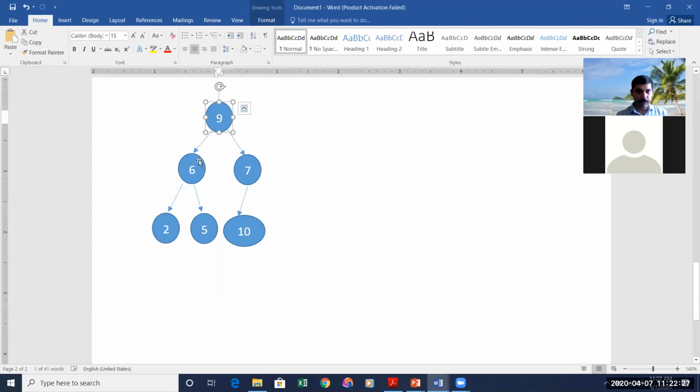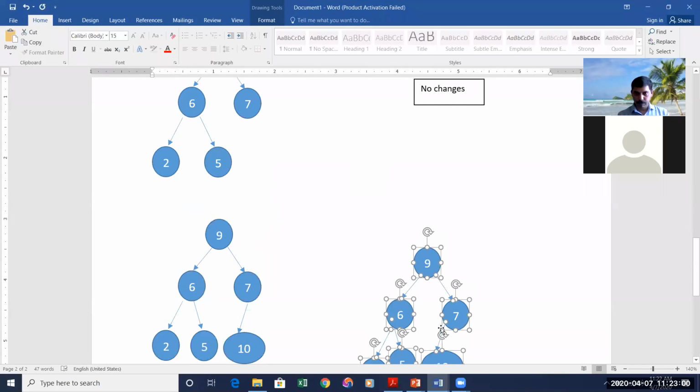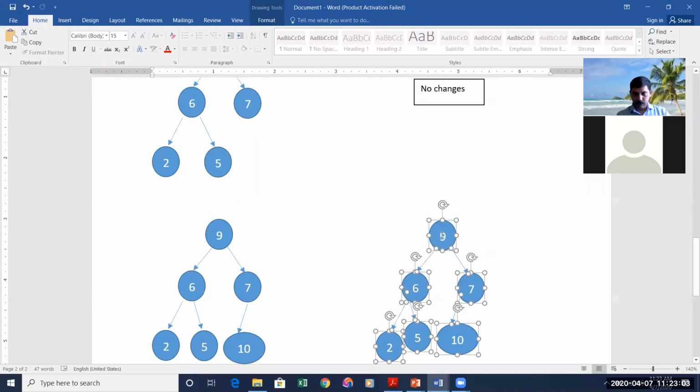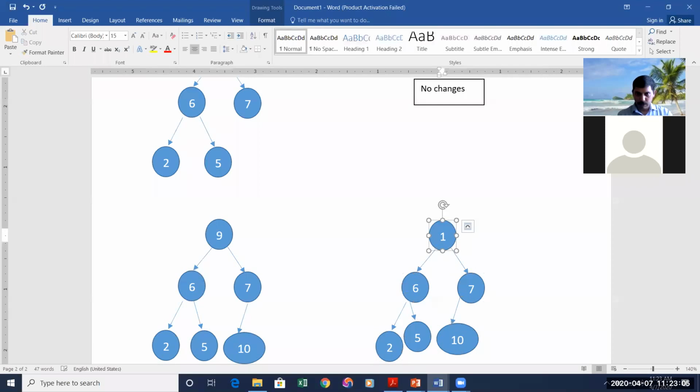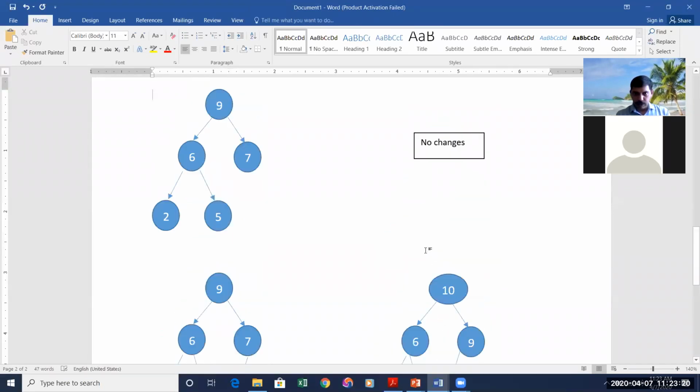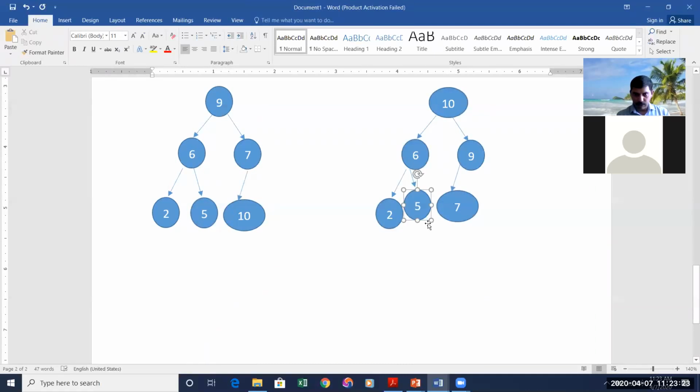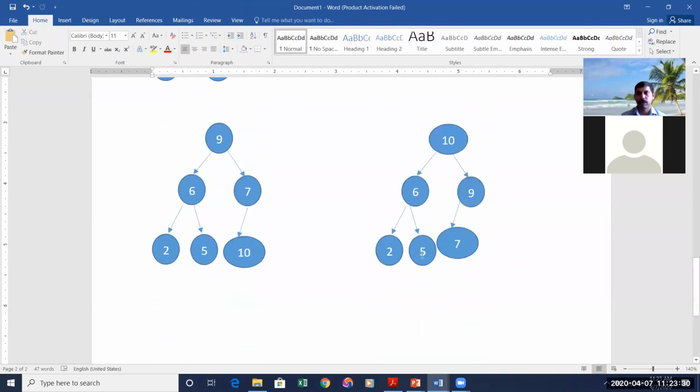So finally, here comes 10. Here comes 9. And here comes 7. Okay, hope you understood this. So this is how you have to do the heap construction process by making use of a top-down approach.